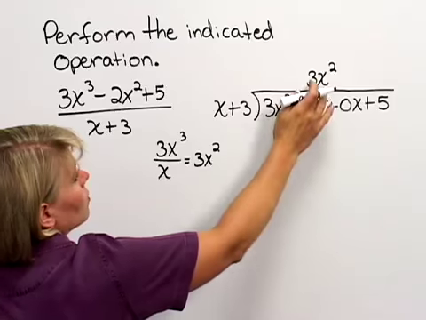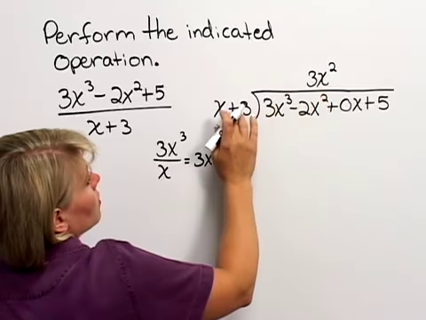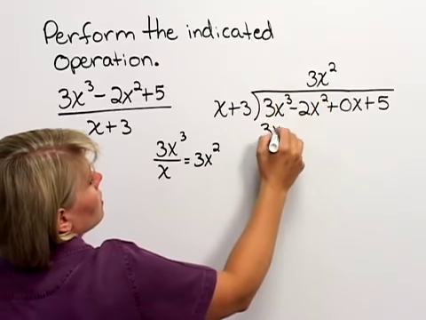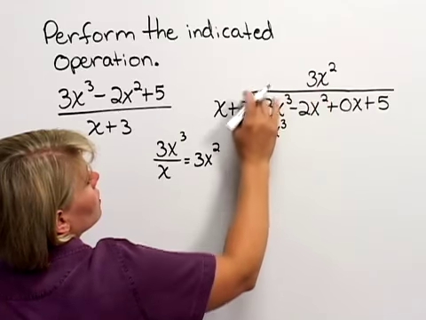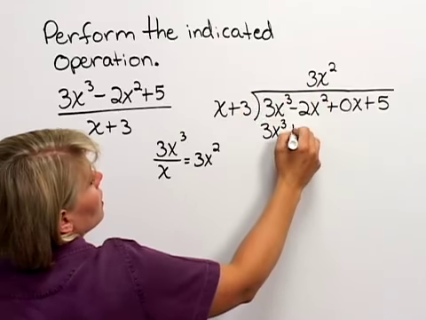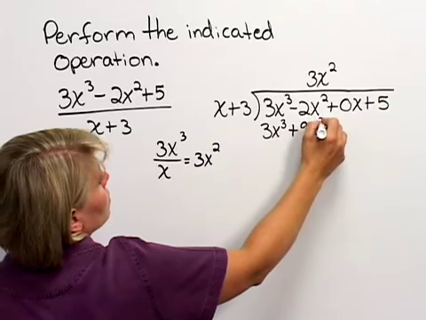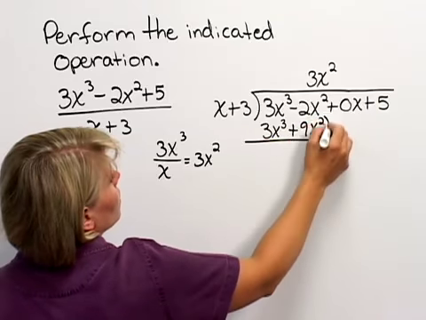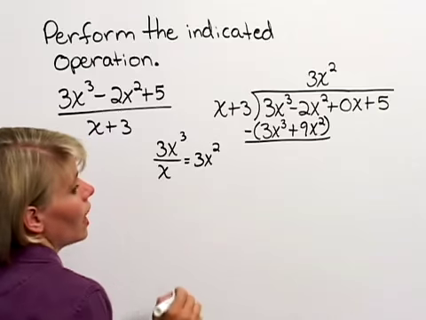Now distribute that to the front. 3x squared times x is 3x cubed. 3x squared times 3 is 9x squared. Draw a line with parentheses and then subtract.